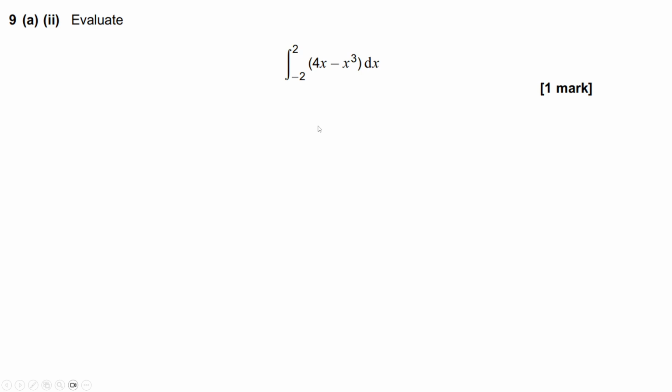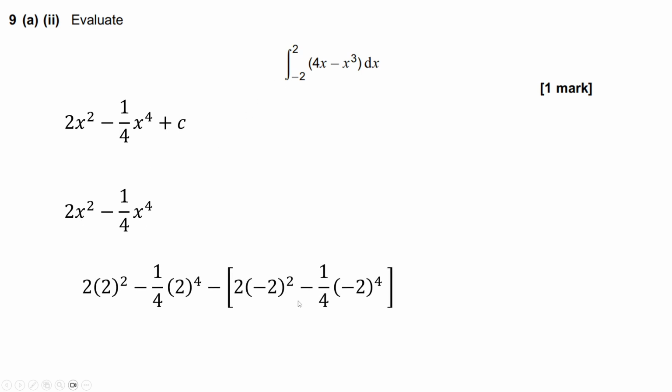Evaluate this. Now, what I did was, I just said to myself, well, first of all, I've just gotten rid of this plus c, because when you're going to be doing this, the c's will cancel out because you'll have plus c minus c. So I've just gotten rid of it. It makes no difference. And then just put in your limits. So plug in x equals 2 here, and then subtract it from when x equals minus 2. You'll get this, which is equal to 0.